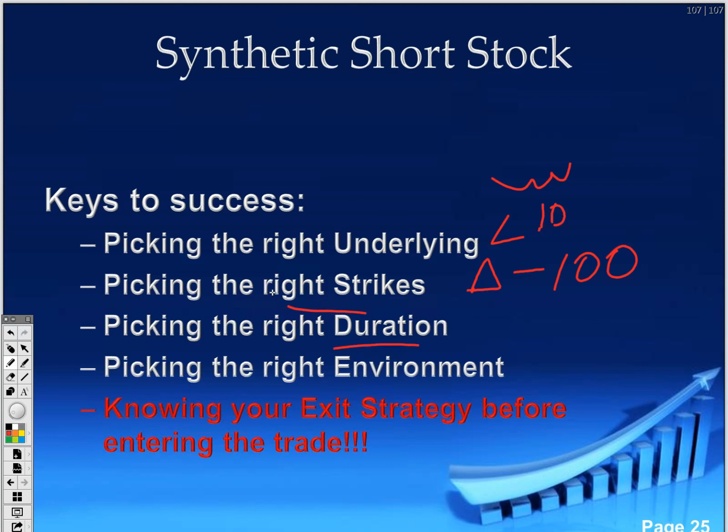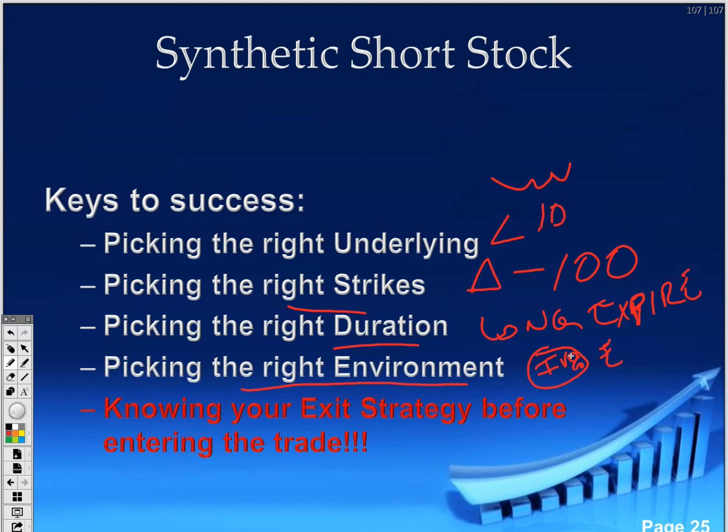The right duration, we want to go out as far out on the curve as we can. We want to get that long duration, long expiry. Sorry, expiry. I tried to catch up with that. All right, long expiry. The right environment, we talked about this. We want to have that where IV percent is kind of non-existent. All right.